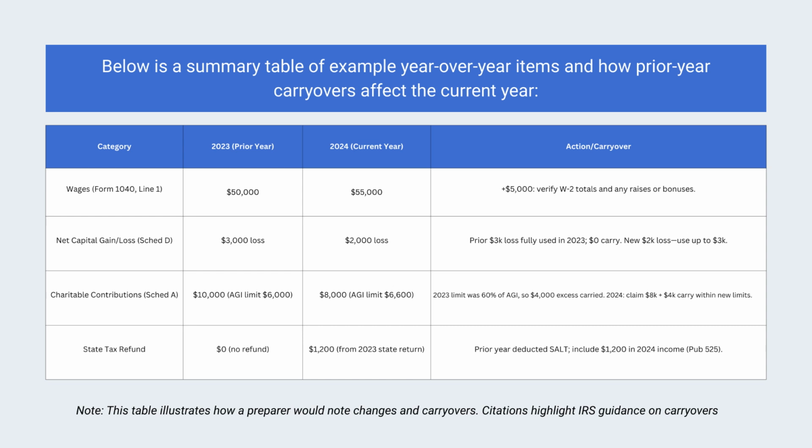So what does this table teach us? That reviewing prior year returns isn't optional, it's essential. You'll uncover changes, spot carryovers, and ensure accurate reporting. Whether it's a carryover loss, a charitable deduction that didn't fit last year, or a state refund sneaking into income, this is the kind of detail that separates a good preparer from a great one.